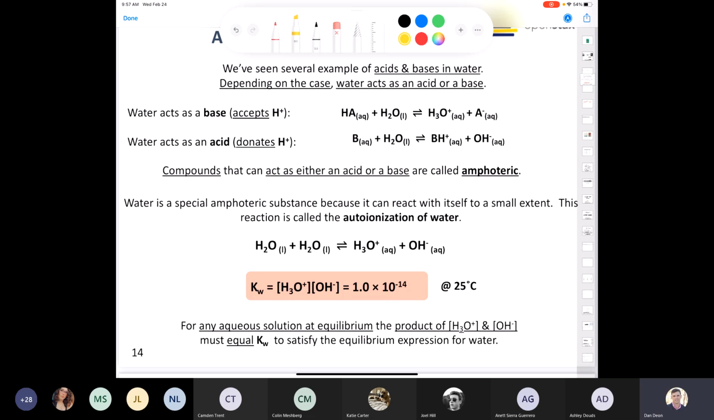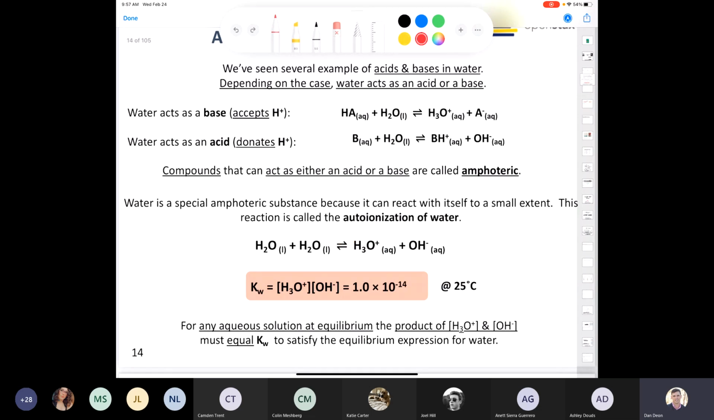So water is a special amphoteric or amphiprotic substance, whatever, that behaves as an acid or a base, and can donate or accept a proton depending on the situation, because it actually reacts with itself to a small extent. We call that the auto-ionization of water. So if you have two water molecules, they can react with each other. So you have two water molecules here, and you produce a little bit of hydronium and a little bit of hydroxide. Now, again, we always draw the equilibrium arrows like this.